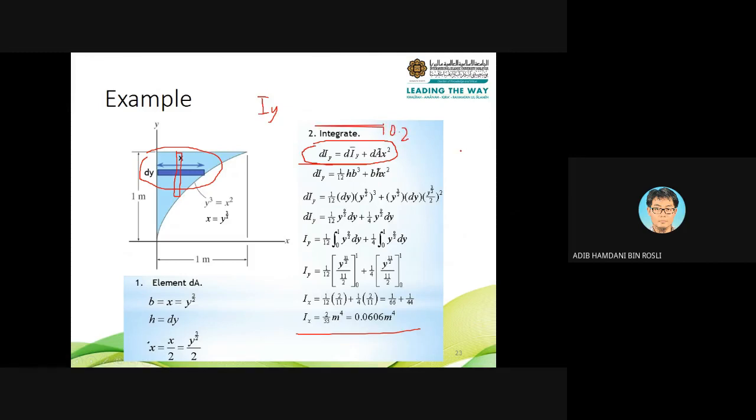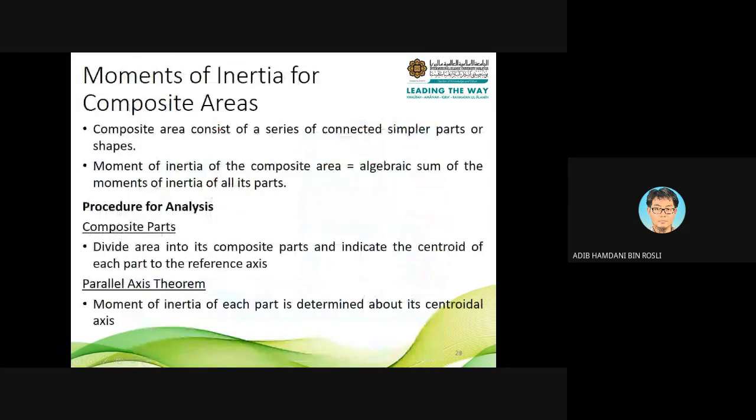Okay, this is the last part, which is 10.4, moment of inertia for composite areas. We have discussed composite areas, which consist of a series of connected simpler parts or shapes, like a rectangle, square, circle, semicircle, and the quarter circle in your example.